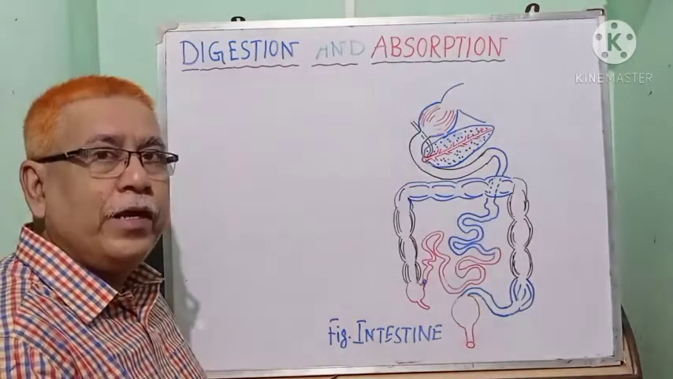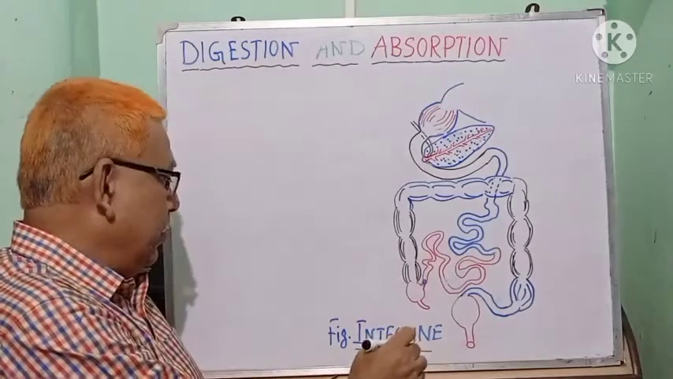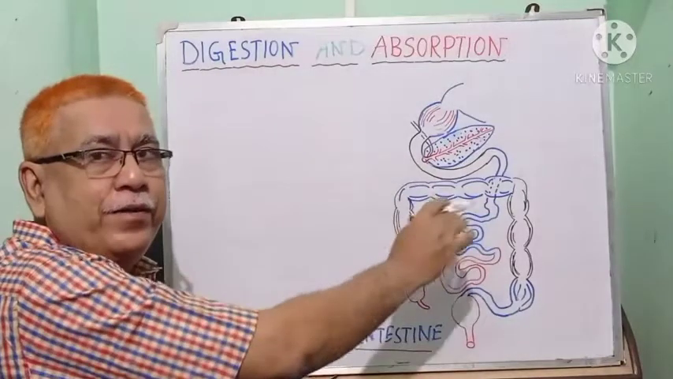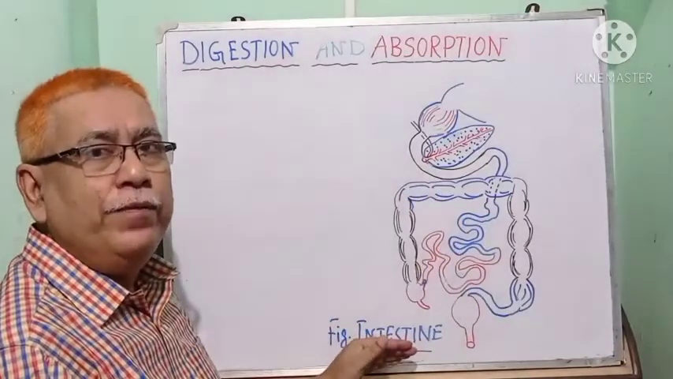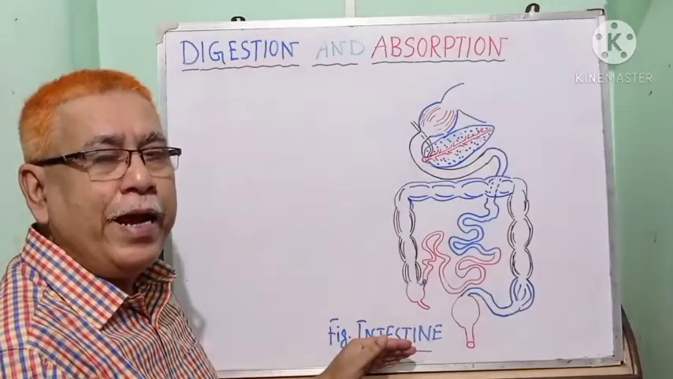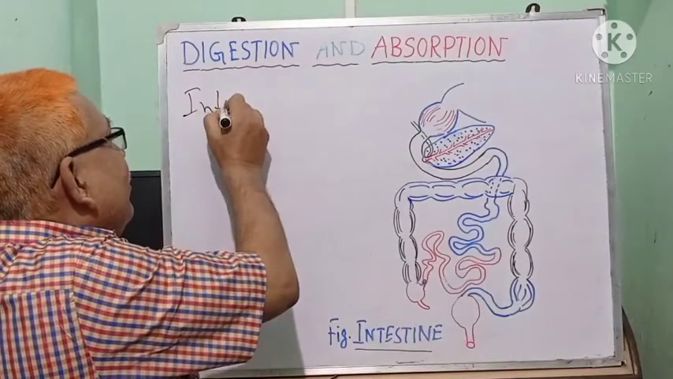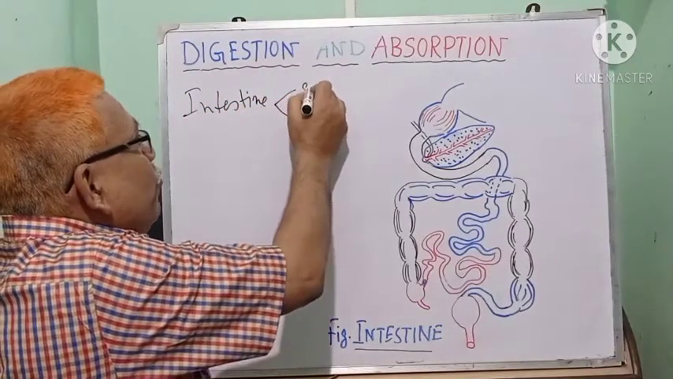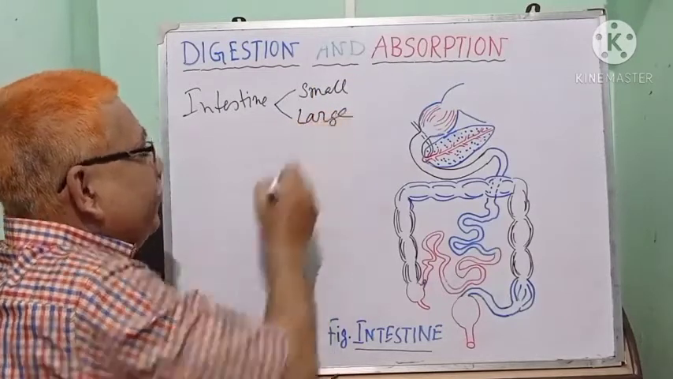Now we shall discuss about the intestine. This figure represents the intestine. We know the intestine is one of the important parts of the alimentary canal, and this intestine divides into two parts, that is small intestine and large intestine.